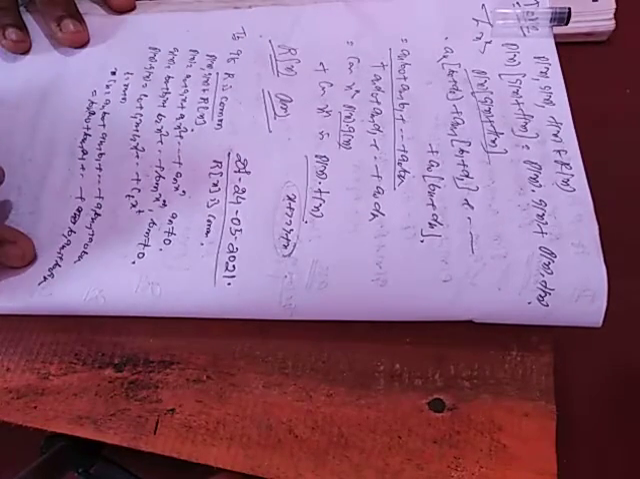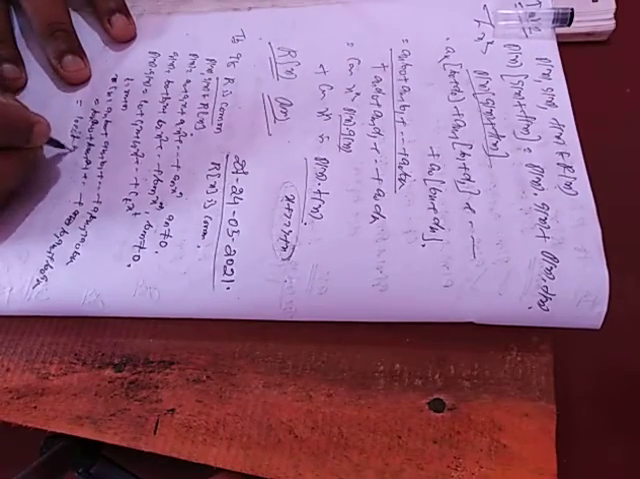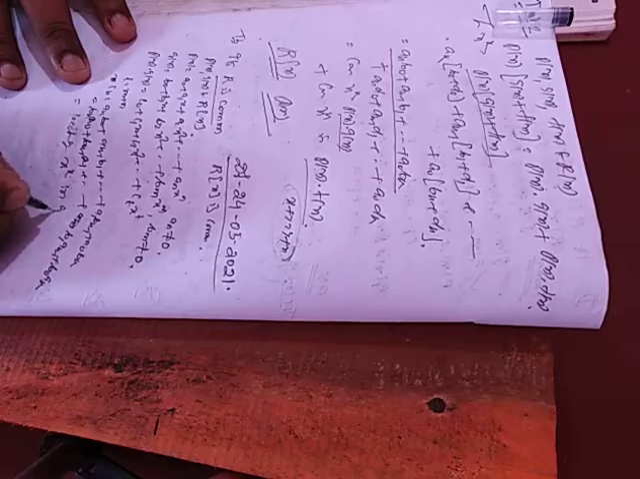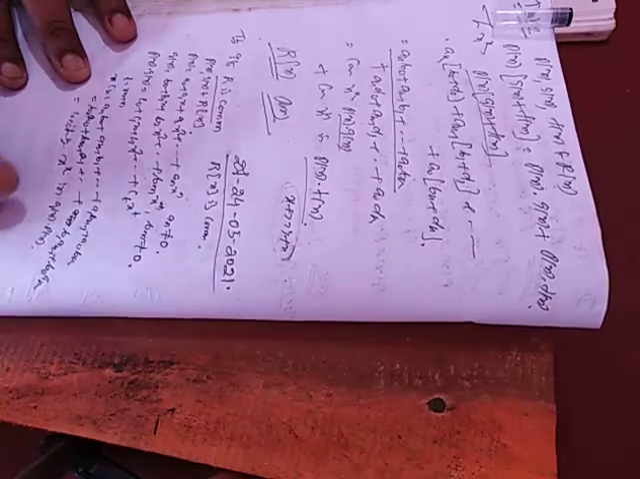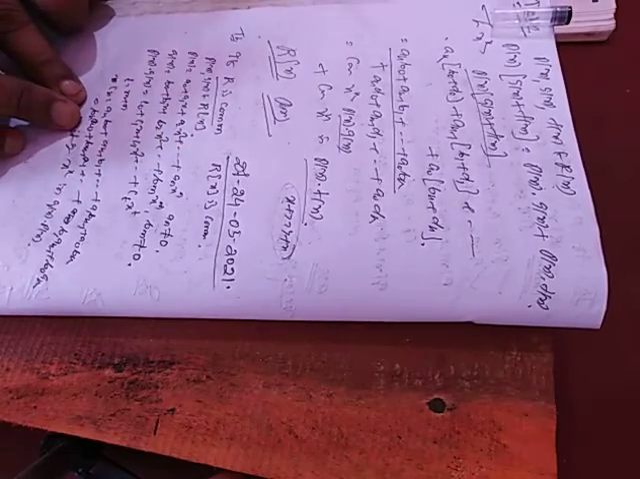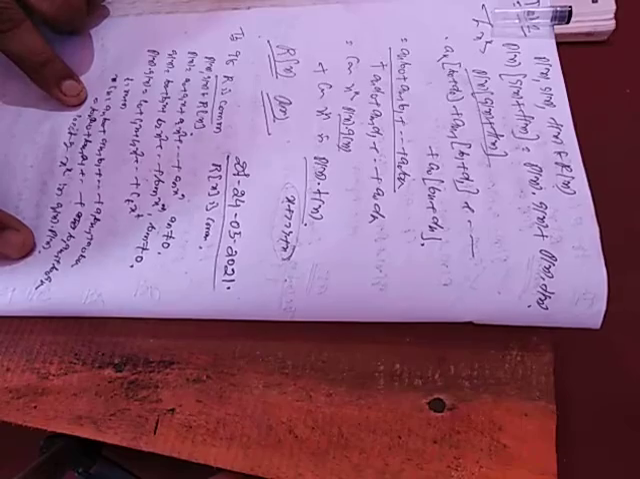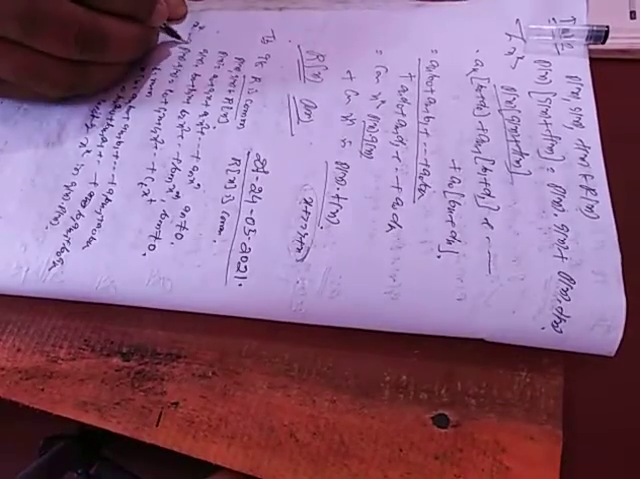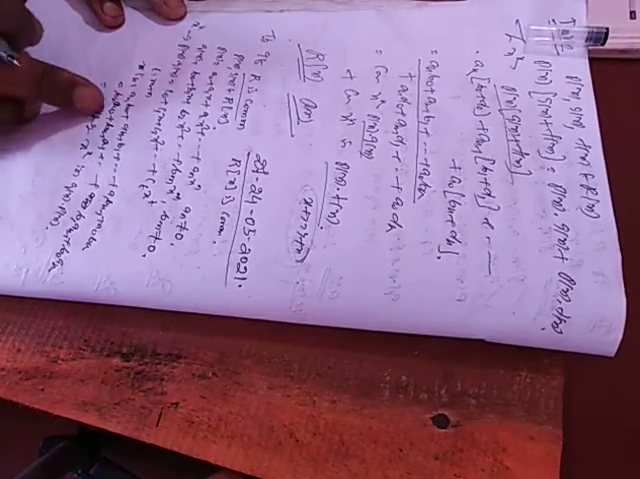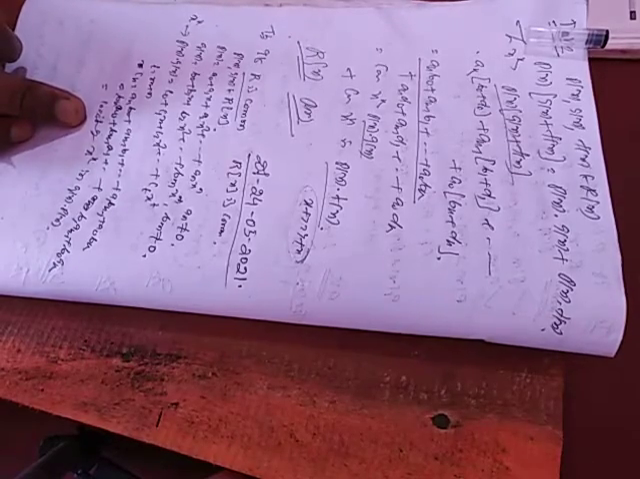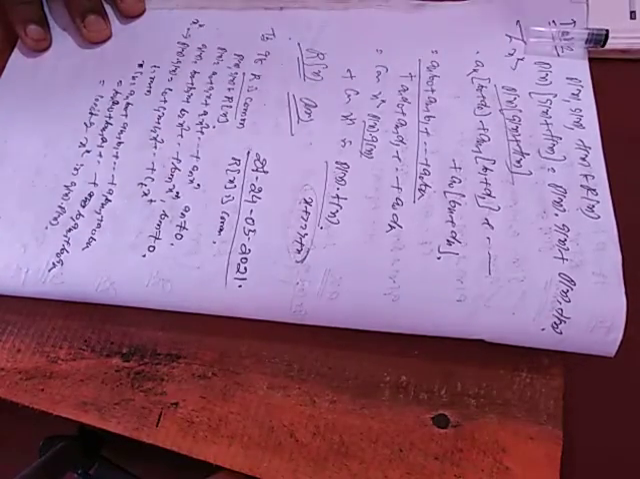Now what you see: this is equal to the coefficient of x to the power k in q(x) into p(x). Notice that in q(x) the coefficients are b, and in p(x) they are a. So this is the coefficient of x to the power k in p(x) into q(x), and this is the coefficient of x to the power k in q(x) into p(x).